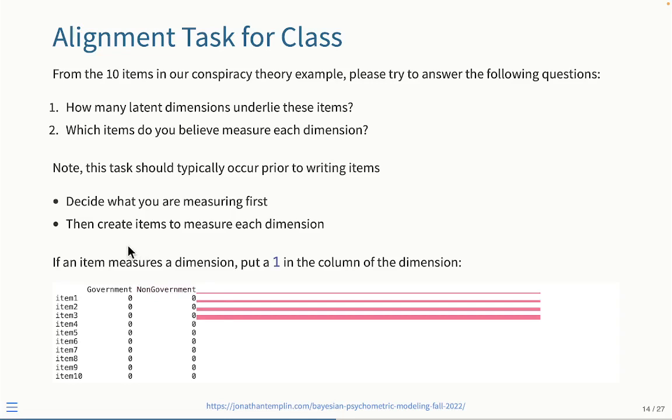versus perhaps a non-government entity that's causing problems. So for the Q matrix itself, the rows of the Q matrix contain the observed variables, in this case the 10 items. The columns contain the latent variables. So let's call trust in government versus trust in non-government, if you want to think of it that way. So if an item measures a dimension, we take one of these values and call it a 1. And if it does not, we leave it as a 0.